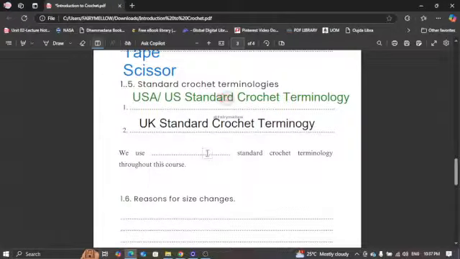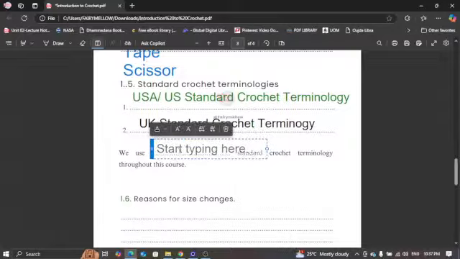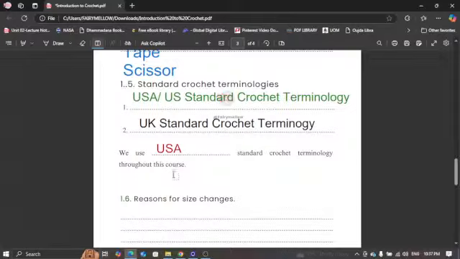We use blank. Please fill that blank with the terminology that we are going to use. I have told you that it is USA standard crochet terminology. So write down USA here: USA standard crochet terminology throughout this course. Please fill these blanks.